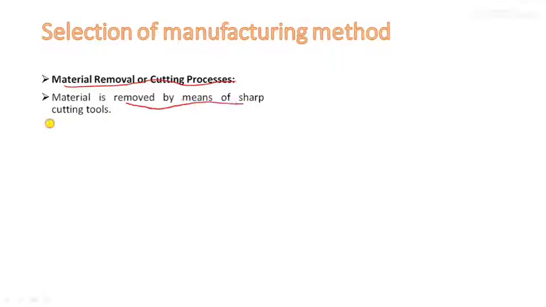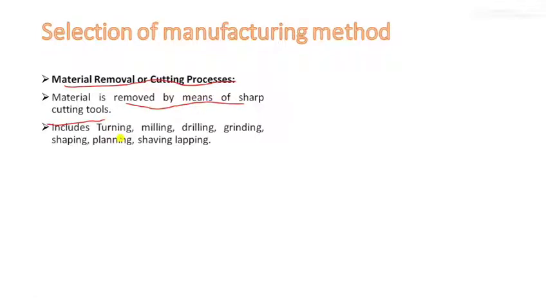The third one is the material removal or cutting process. Material removal or cutting process is nothing but the machining process. For example, the process which we normally do on a lathe machine, that is, material is removed by means of sharp cutting tools. It includes turning, milling, drilling, grinding, shaping, planing, slotting, etc. Let us take an example: transmission shafts, keys, bolts, nuts. These are some basic machine design elements where the material removal or cutting process, that is the machining process, is required. I hope it is clear.